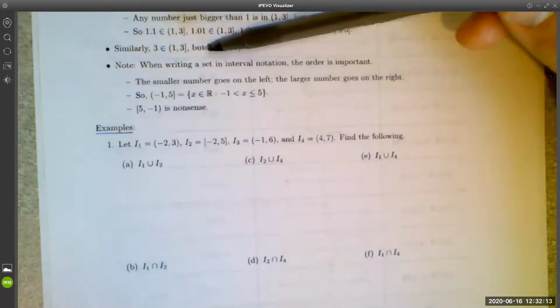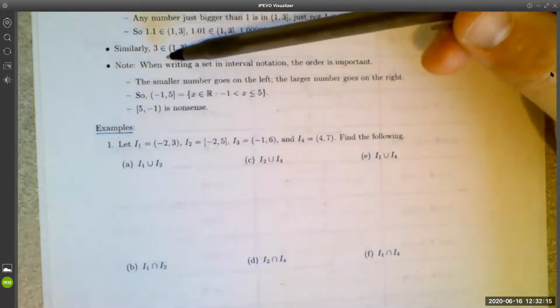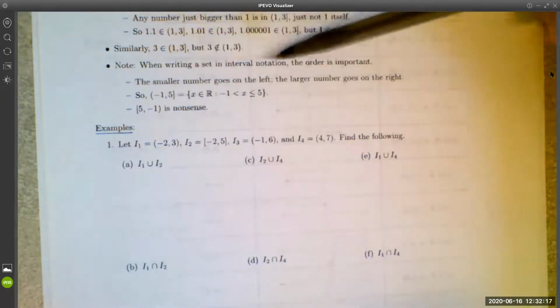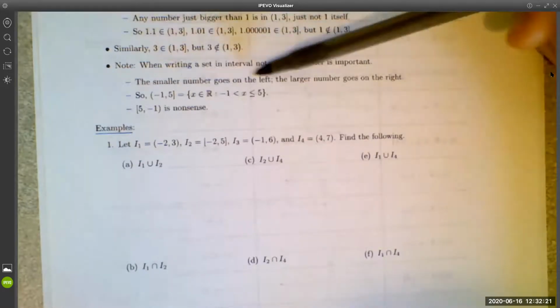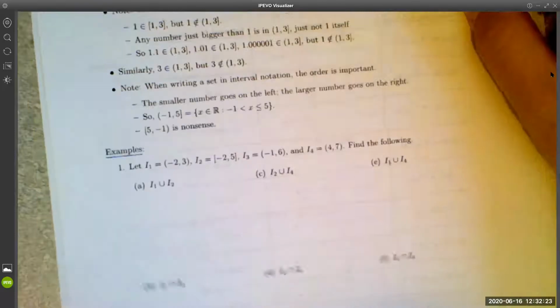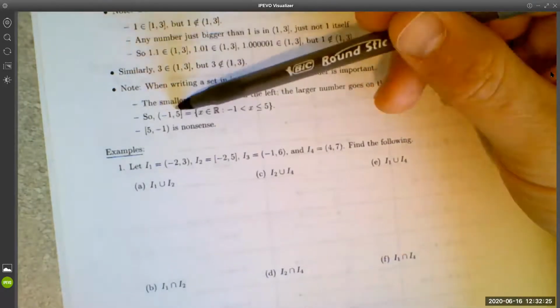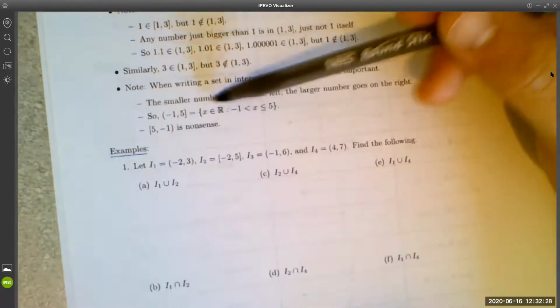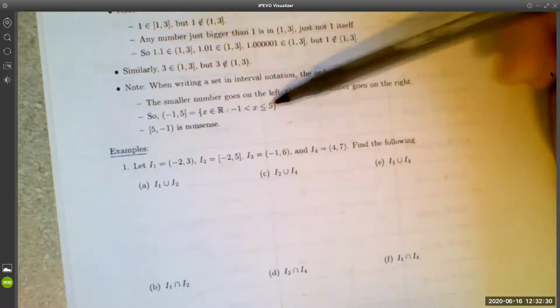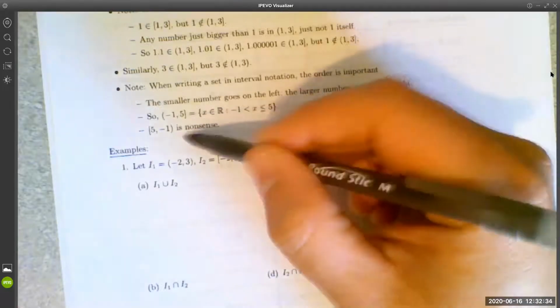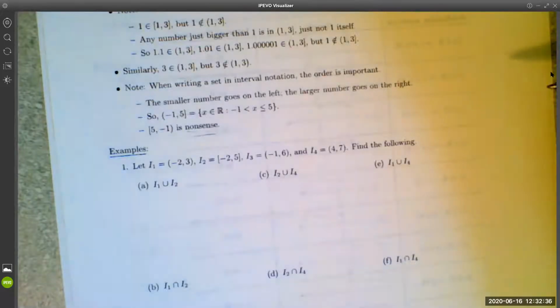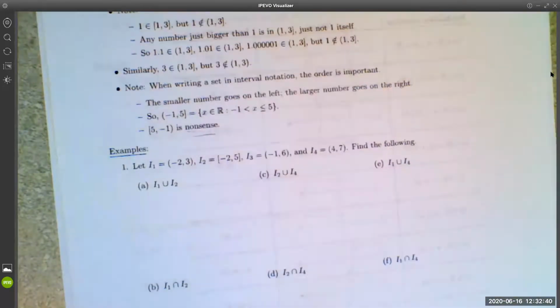Like I said on the previous page, one last thing to note is that when you write a set in interval notation, the order is important. The smaller number has to go on the left, the larger number has to go on the right. So the interval -1 to 5 means the set of all real numbers between -1 and 5. The interval from 5 to -1 is nonsense. So don't write the numbers out of order. Put them in order from smallest to largest when you're writing down an interval.